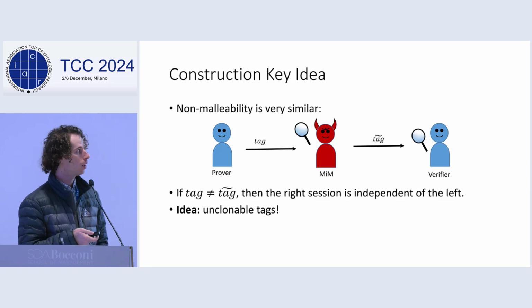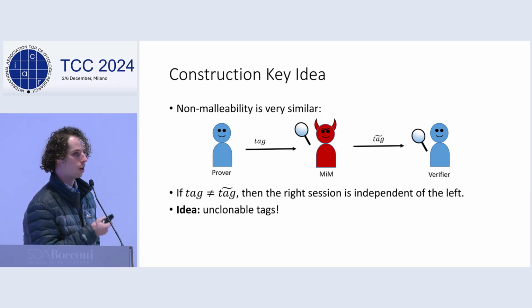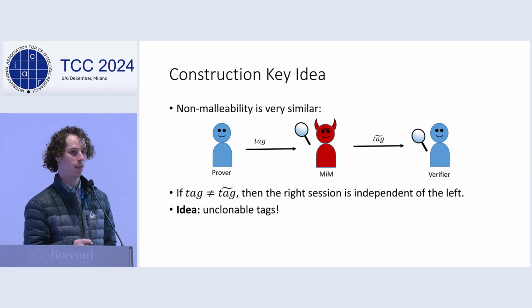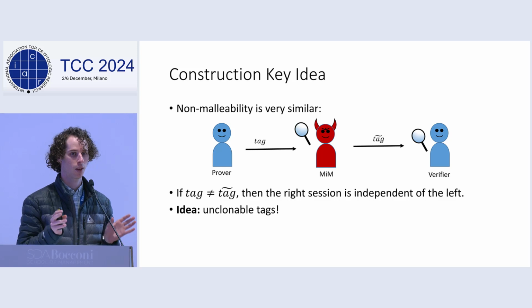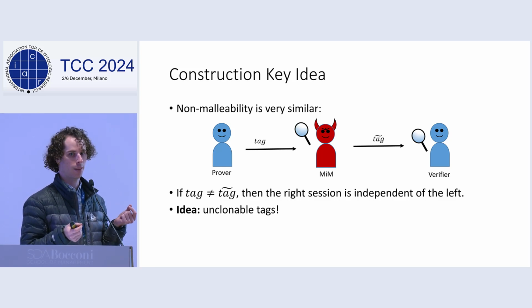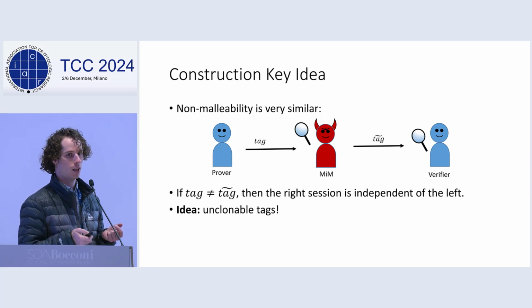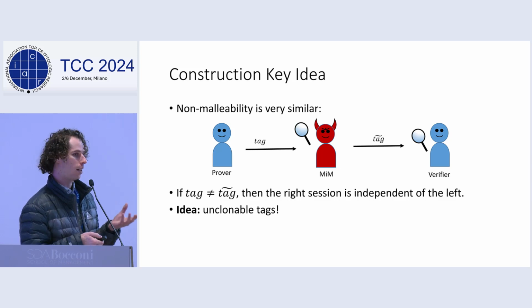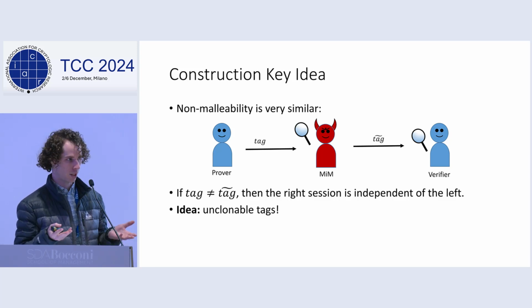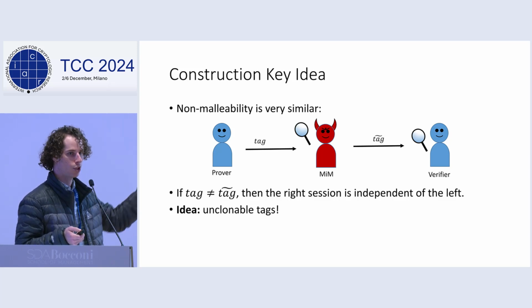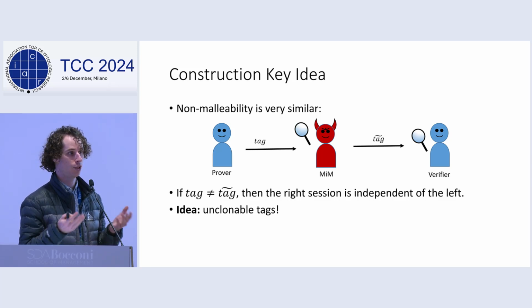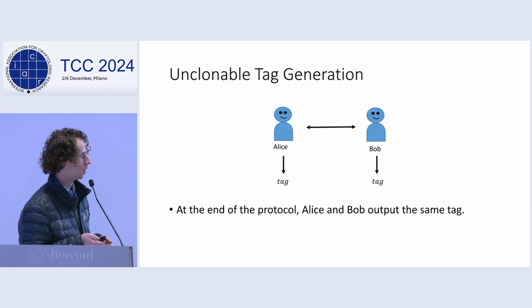In terms of constructing unclonable proofs, the starting point is to note that non-malleability is actually quite similar in the sense that we're trying to ensure that the right and left sessions are going to be independent. But remember that we cannot deal with forwarding. So the trick in non-malleability is we identify each session with a tag. And we just guarantee that as long as the two sessions use different tags, then they're independent. So the key idea is that maybe we can make the tags unclonable, and then we can just use a non-malleable proof. So this gives us the idea of unclonable tag generation.